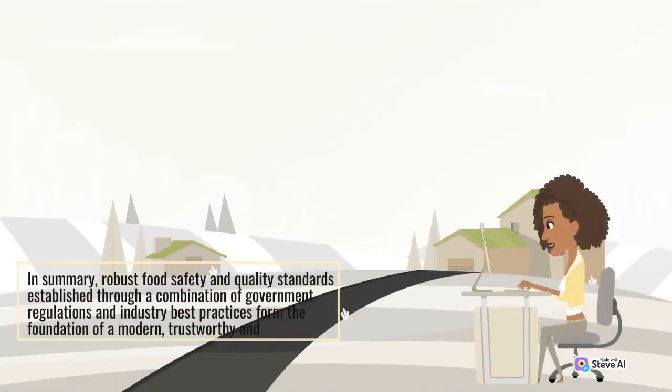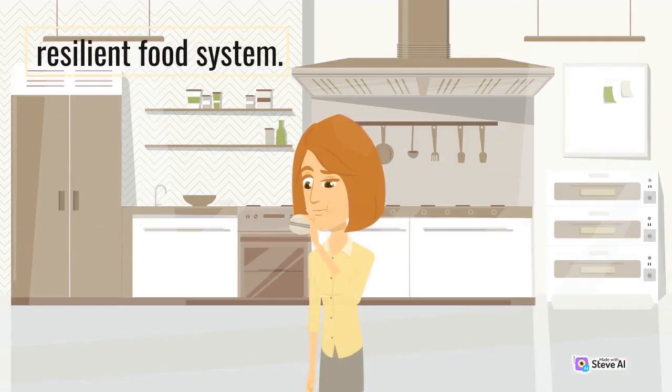In summary, robust food safety and quality standards established through a combination of government regulations and industry best practices form the foundation of a modern, trustworthy and resilient food system.